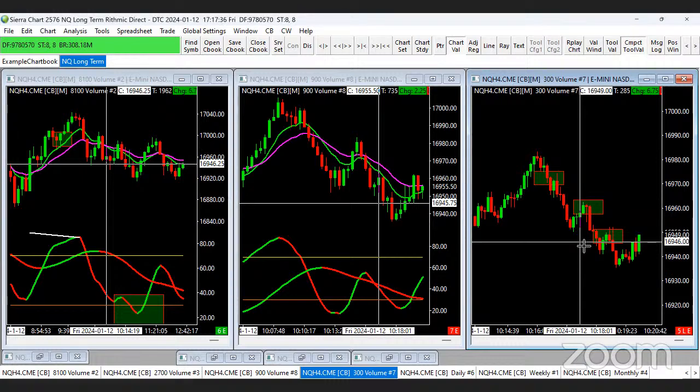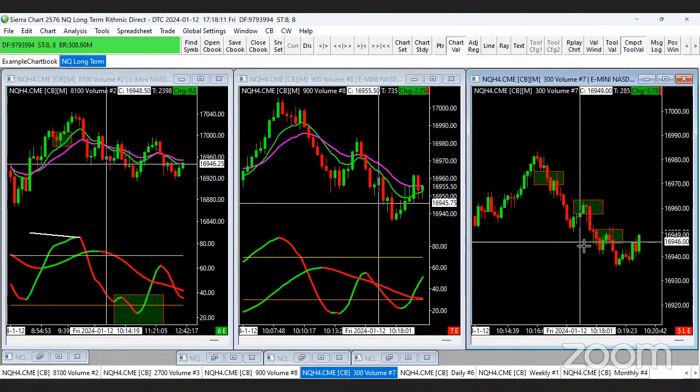Multiply that times 3. Then multiply that times 20. Tell me what number you get. 10 times 3... 600. So the first trade we made $2,200 on. Second trade we made $600 on.